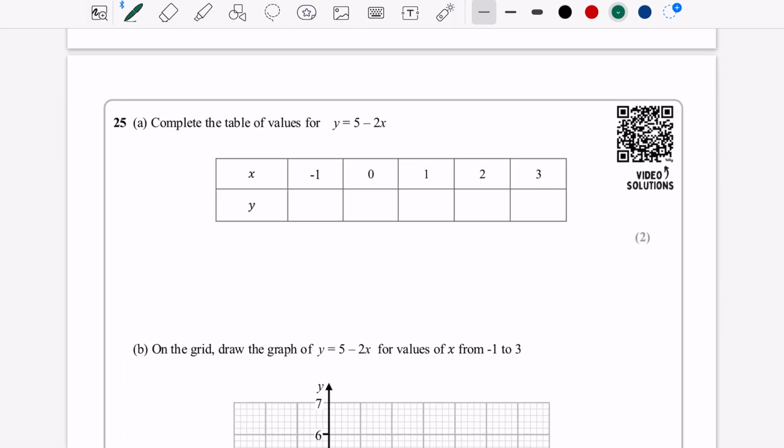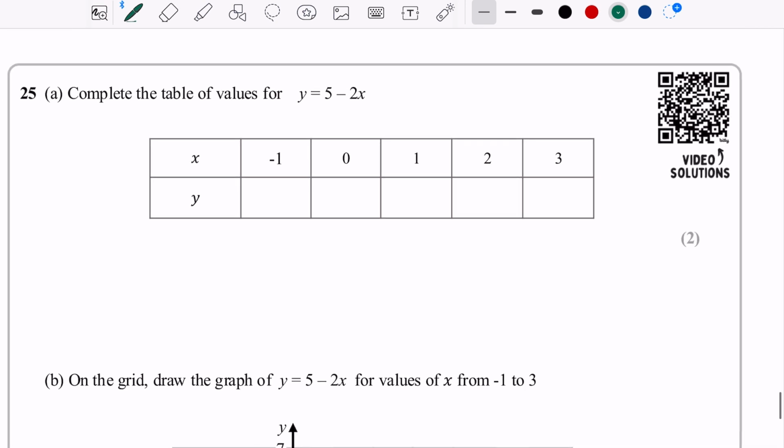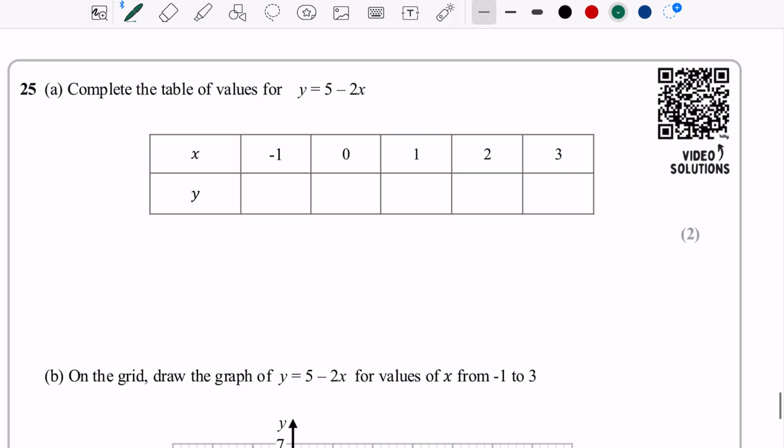Complete the table of values. So 5 minus 2x. Let's do it one number at a time. In fact, let's do all the positive bits first. We start with 0. 5 take away 2 lots of 0. Well, 2 times 0 is 0, so that's just 5. 5 take away 2 times 1, so 5 take away 2, which is 3. 5 take away 2 times 2, 2 times 2 is 4, so 5 take away 4 is 1.